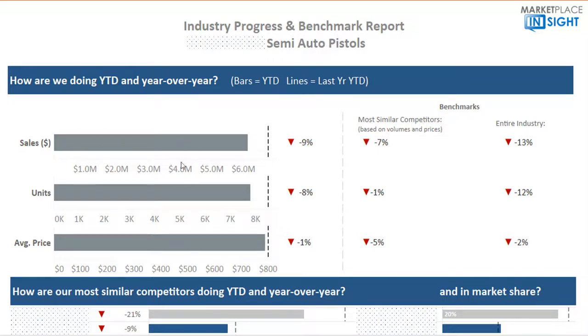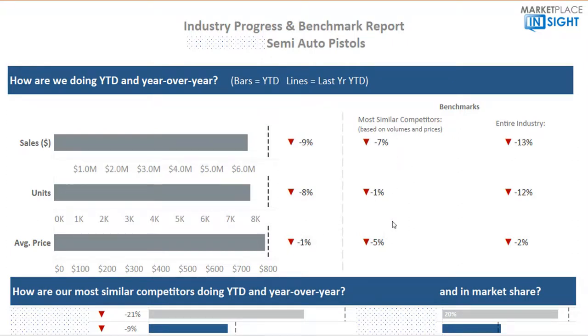The bar here shows year-to-date values, and the line here shows previous year-to-date. So we're asking the question, how are we doing year-to-date and year-over-year? So we can see for this particular brand, sales are down 9%, driven mostly by units and somewhat by price.